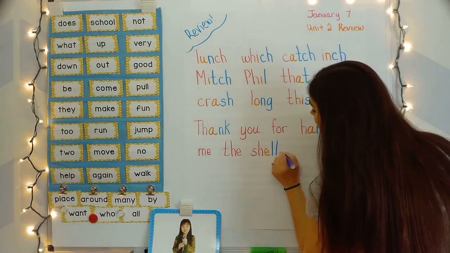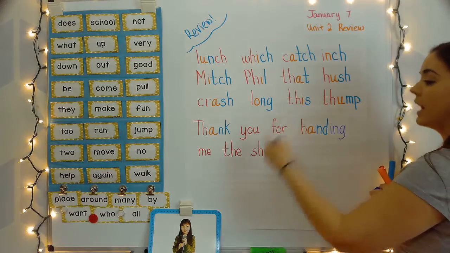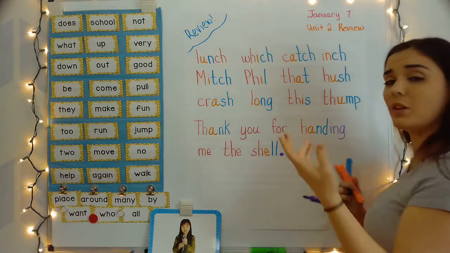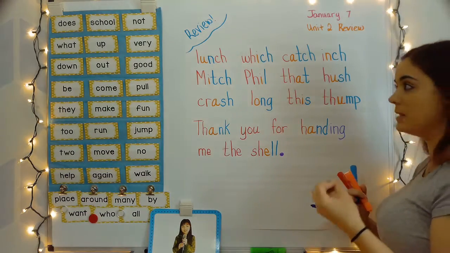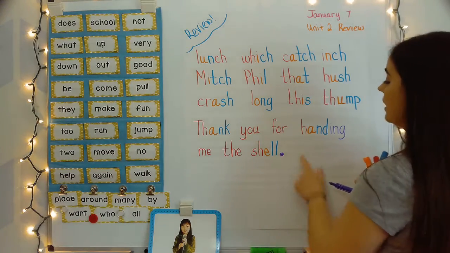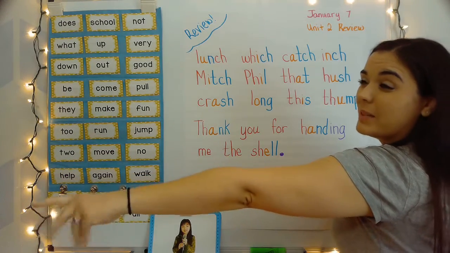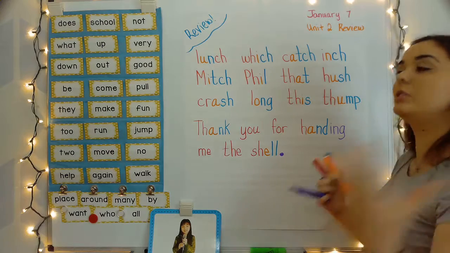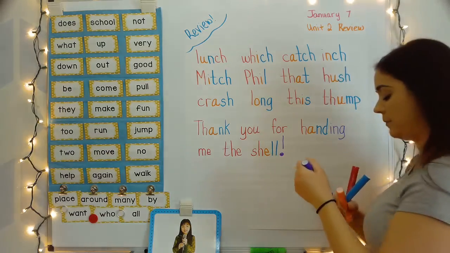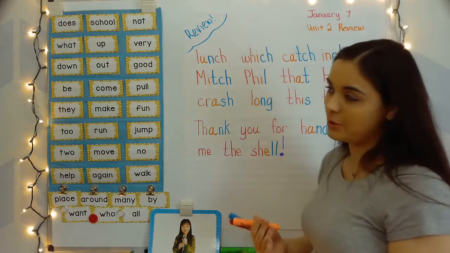So remember, if we're going to have a period at the end of our sentence, that just means it's a telling sentence. It's just telling us something. Thank you for handing me the shell. Somebody handed you a shell or anything, a pencil, a pen. You might say, thank you for handing that pen to me. So in this sentence, somebody is saying, thank you for handing me the shell. But if you're really, really excited about it, like, oh, I can't quite reach it. Thank you, hand it to me. Then you might say with some oomph, thank you for handing me that shell. And in that case, we would put an exclamation point. So you can choose if you are writing, which of course I hope you are.